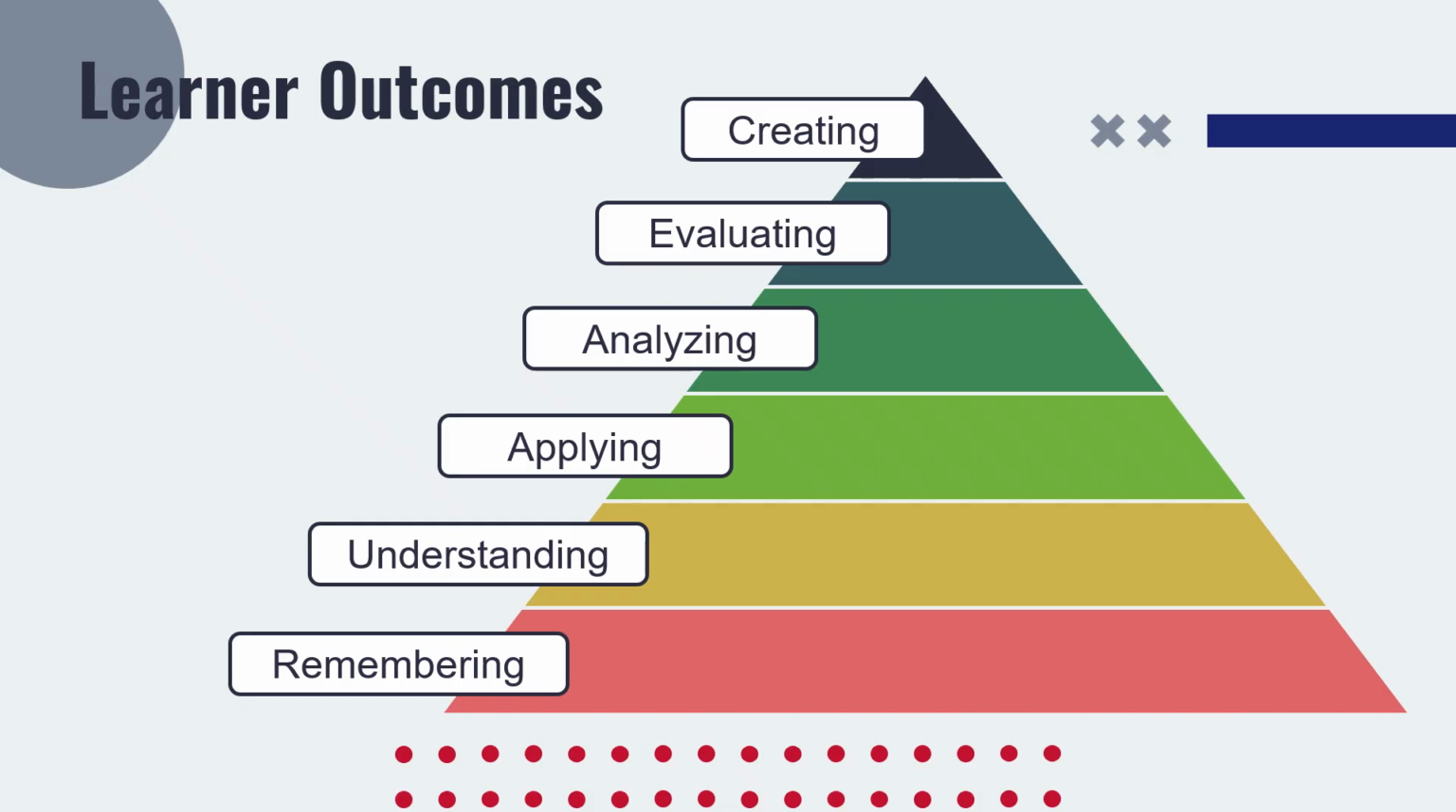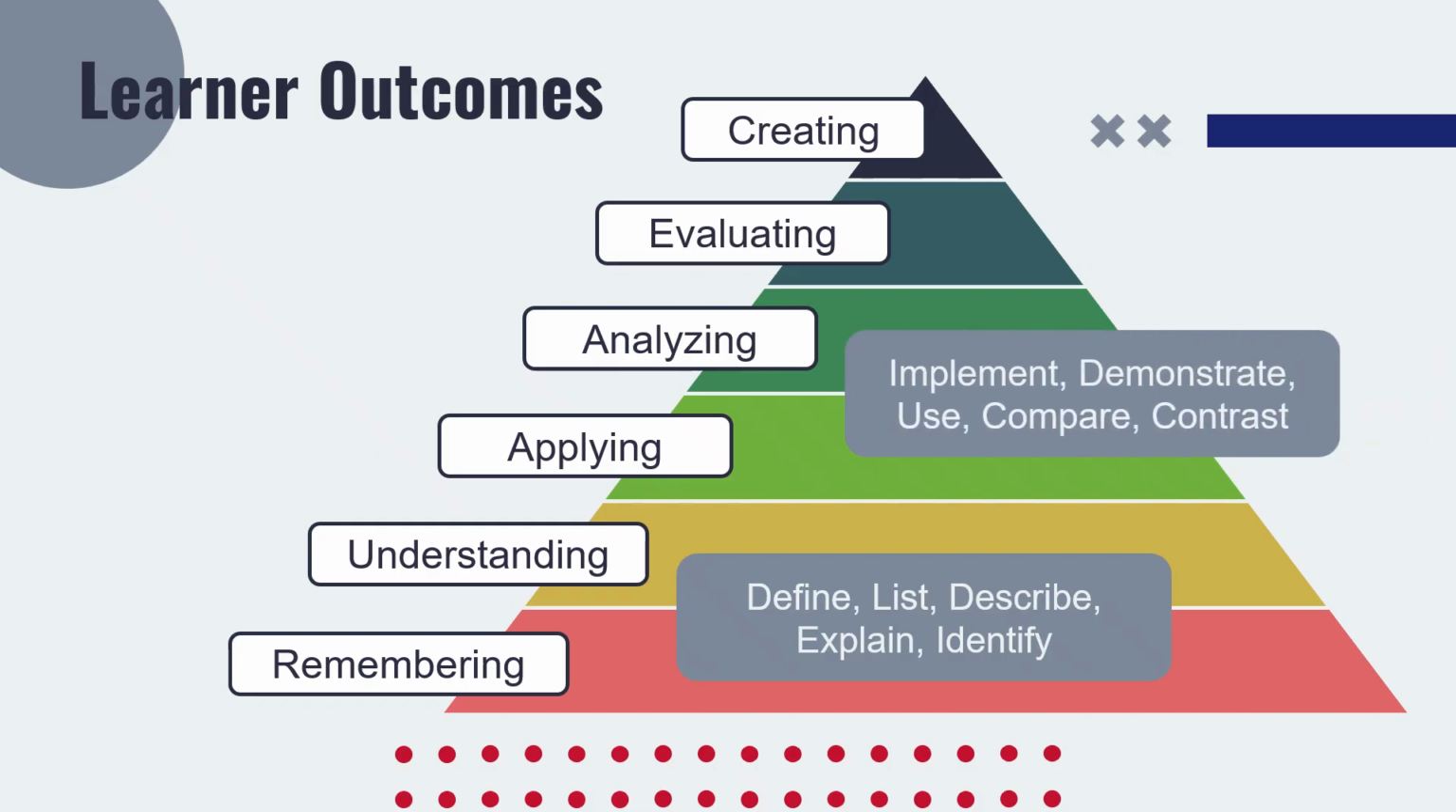The levels on the bottom, remembering and understanding, represent the simplest and most concrete examples of learning. Action words in these levels are best used to teach basic concepts and facts or summarize main ideas. Words might include define, list, describe, explain, and identify. The second 2 levels, applying and analyzing, are best when requiring participants to take prior knowledge and apply it in a new way, or asking them to compare or contrast different ideas. Action words might include implement, demonstrate, use, compare, or contrast.